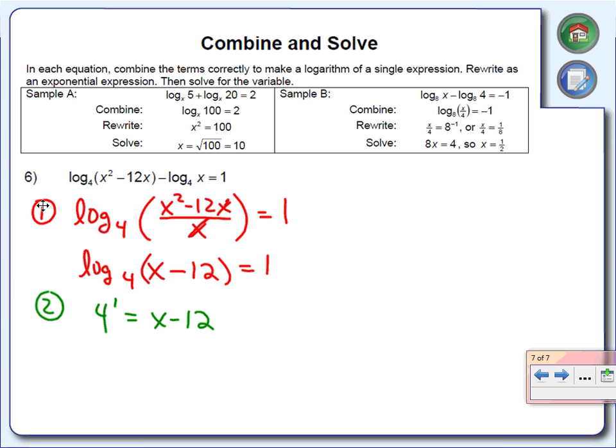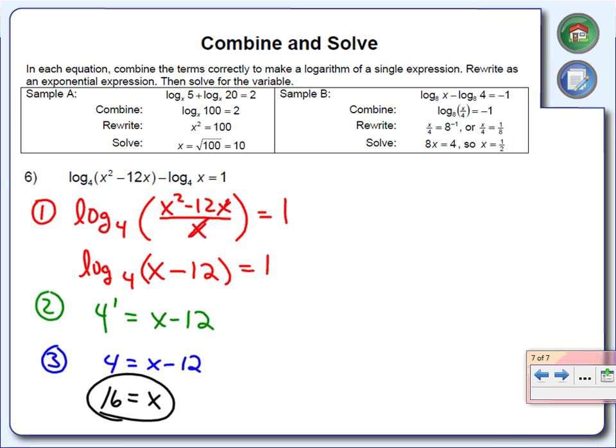Now that I have it in the form of an exponential, we're going to solve that thing. Well, what is 4 to the first power? 4. So now I've got 4 is equal to x minus 12. And if I want to solve that for x, what am I going to need to do? Add 12. And what do you get when you add 4 plus 12? 16. And therefore, our solution is 16.